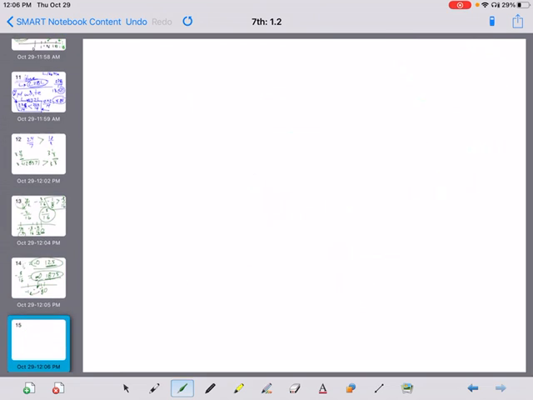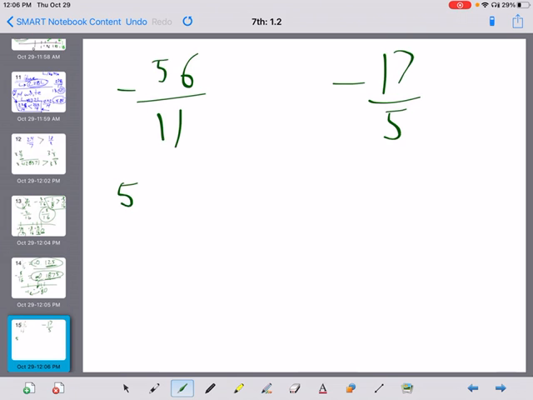Turn over to page 24. They have another example for us there, -56/11 and -17/5. So 56/11, 11 goes into 55 5 times, so it's -5, and there should be 1 left over, 1/11, and -17/5. 5 goes into that 3 times, so it's -3 and 2/5.